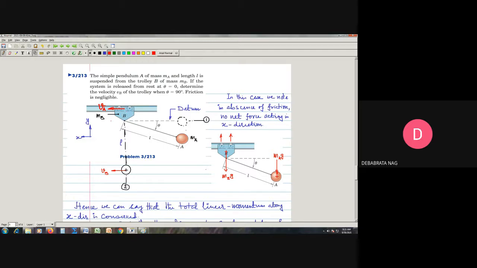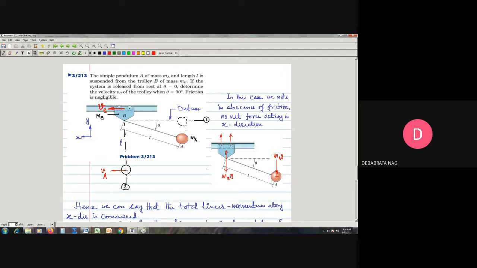So what we see from here is that here it will be block B. So let me just correct it. This will be block B and this will be block A. So we just rectify this one. So this is velocity of the pendulum A and this is the block B. And here it is also mentioned that the friction is negligible.